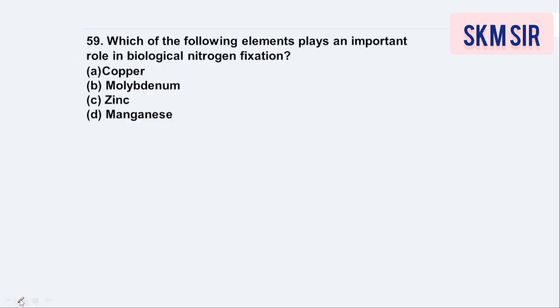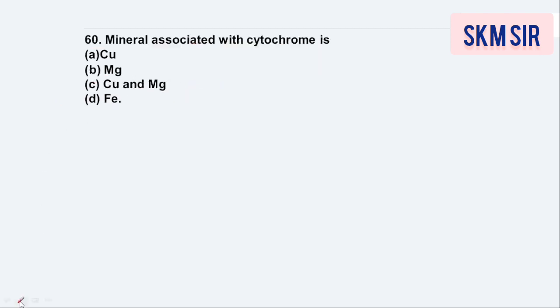Coming to the next question, that is second last one, 59th. Which of the following elements play an important role in biological nitrogen fixation? Biological nitrogen fixation. So it is also kind of questions we have done previously. It is molybdenum, important for the nitrogenase activity. Okay, so next question, last question of this today's session, that is mineral associated with cytochrome is. So this is also well known to you guys. Yes, it is iron. Okay, option number D.